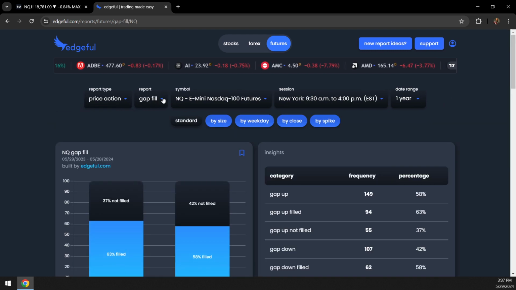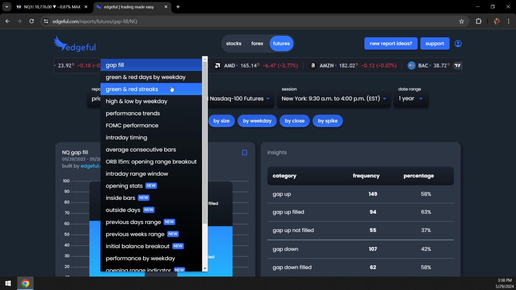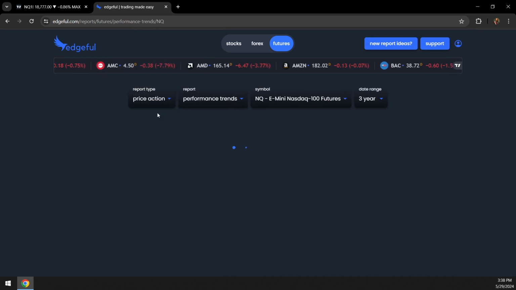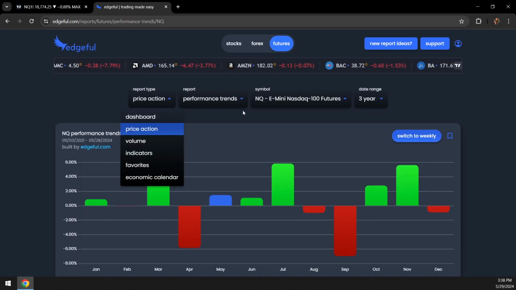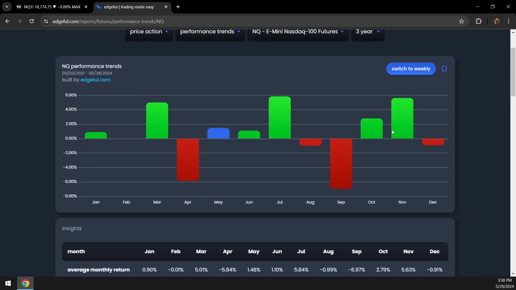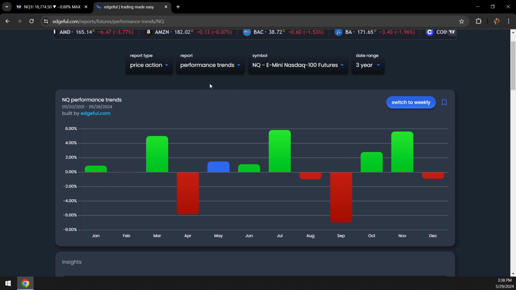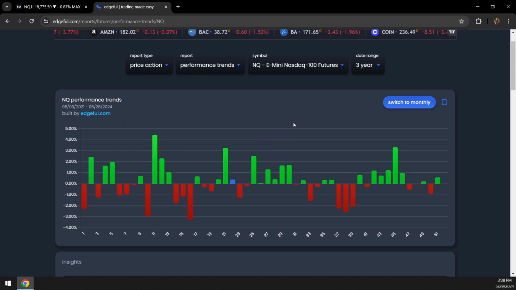Gap fill. This is an interesting one because NQ with Globex is a little bit different. I'll actually show you guys gap fill over on SPY and QQQ here in a minute. But you can look at some of these other things, performance trend, how things have happened. So for example, this tells you what months have been the best months over the last 3 years on NQ in general. You can break it down to weekly as well. And you can see right here is where we're at.